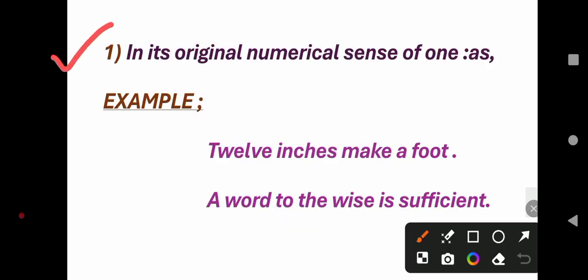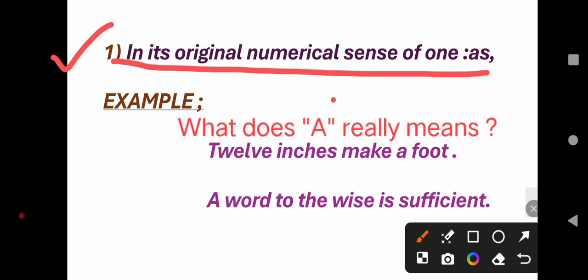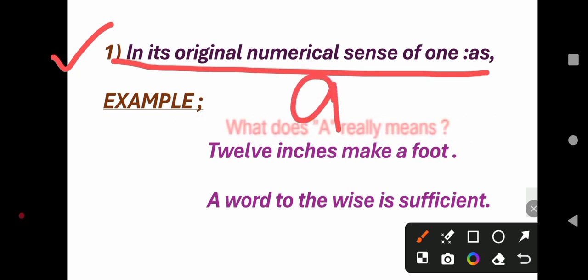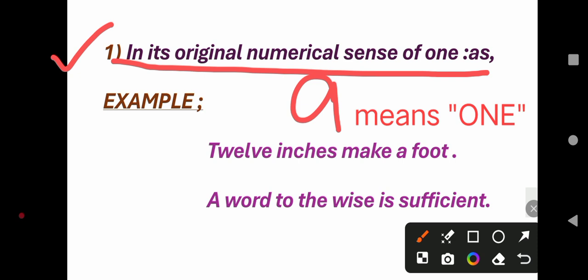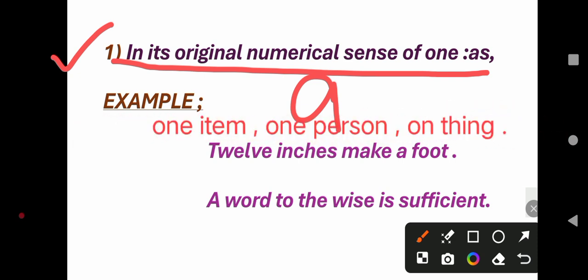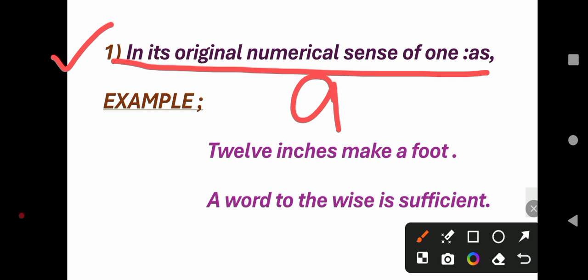First point is that "a" is used in its original numerical sense of one. So what does "a" really mean? The word "a" is actually used to mean one. Just one atom, one person or one thing. This is called its original numerical sense, that means the way the word was originally used, just to show the number 1.